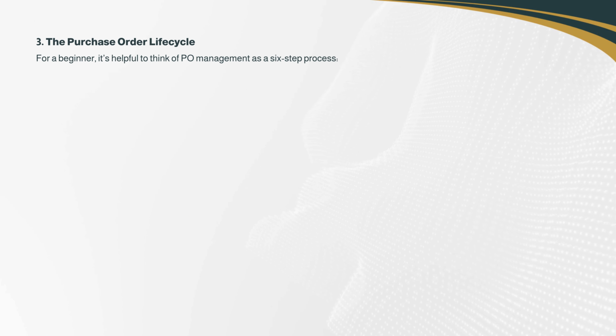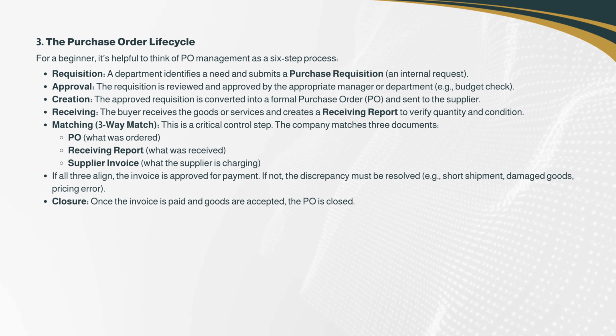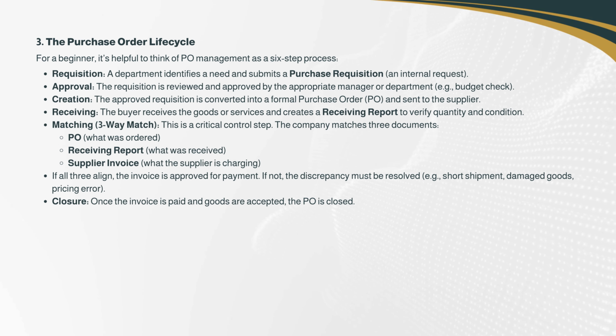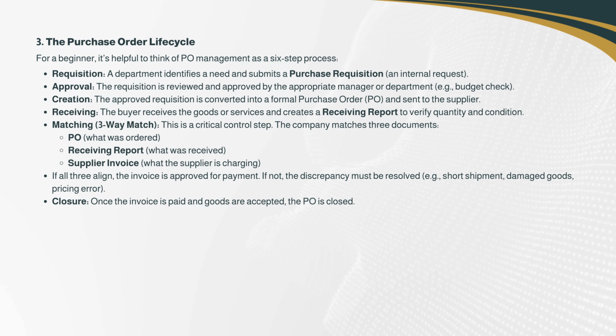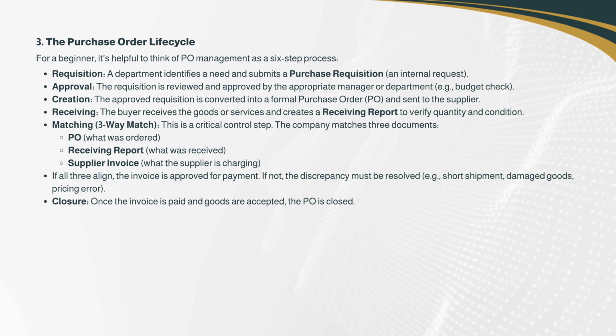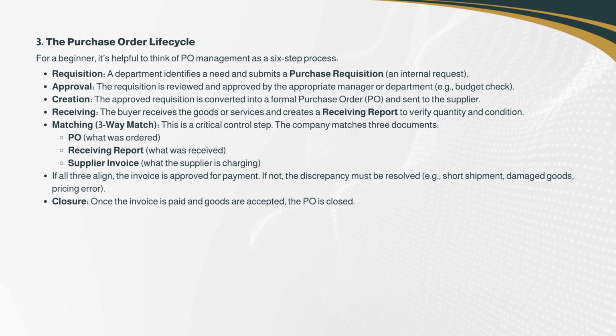3. The purchase order lifecycle. For a beginner, it's helpful to think of PO management as a 6-step process. Requisition. A department identifies a need and submits a purchase requisition, an internal request. Approval. The requisition is reviewed and approved by the appropriate manager or department, for example a budget check. Creation. The approved requisition is converted into a formal purchase order, or PO, and sent to the supplier.